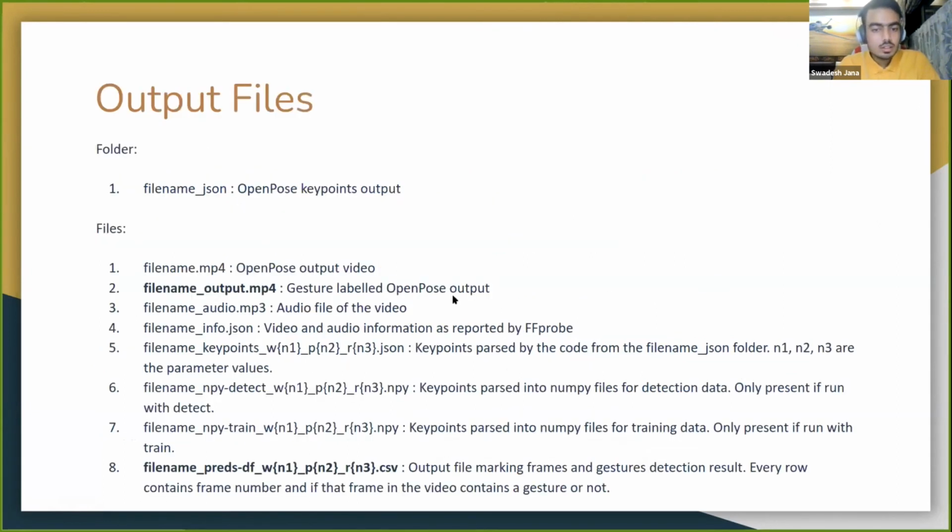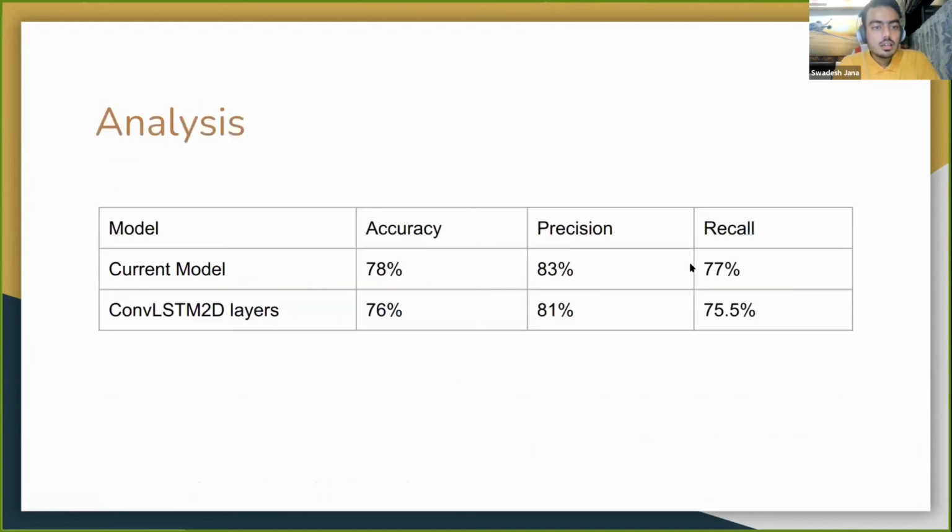Output files, I'll not dwell on this one much because I have just listed out all the files here. You will want this file and this file. This is a CSV file, and this is the output file that you want, a gesture level output file, and this is the file marked with the gestures. So there's a CSV file.